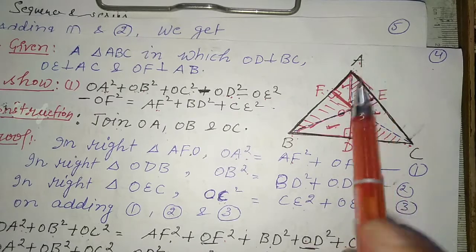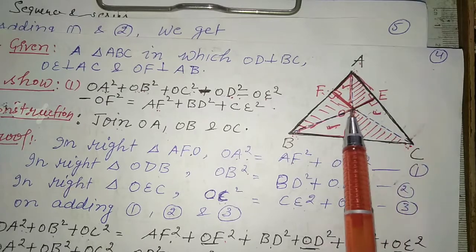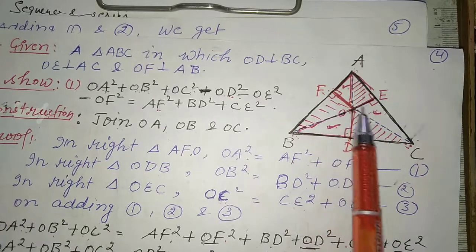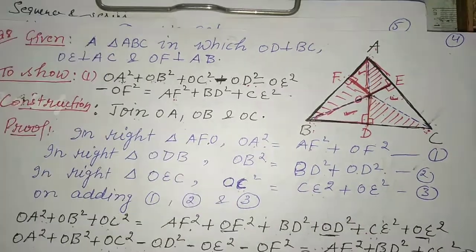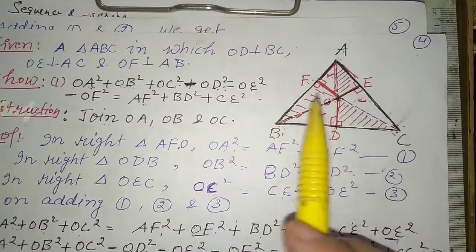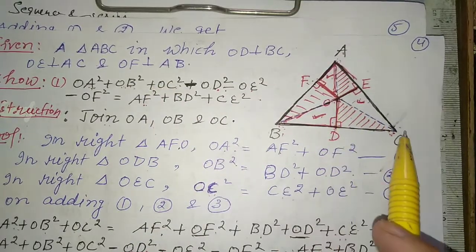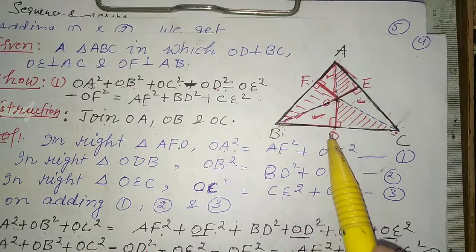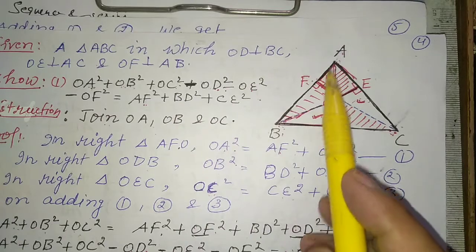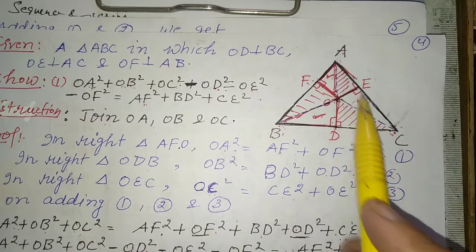This is the figure, triangle ABC. OD is perpendicular on BC, OE is perpendicular on AC, and OF is perpendicular on AB. Here we want to prove OA square plus OB square plus OC square minus OD square, OE square and OF square is equal to AF square plus BD square plus CE square. So we will see in the figure where these points are.